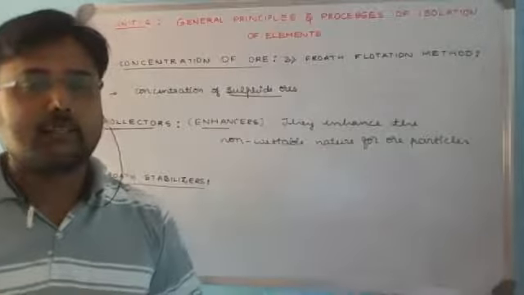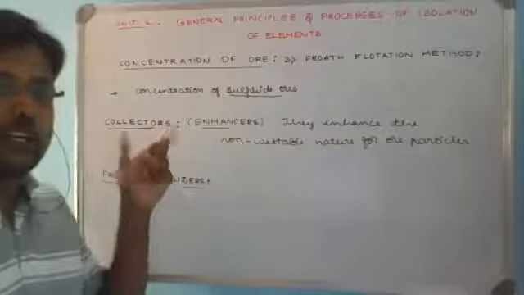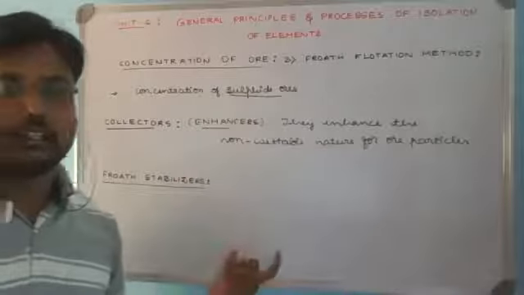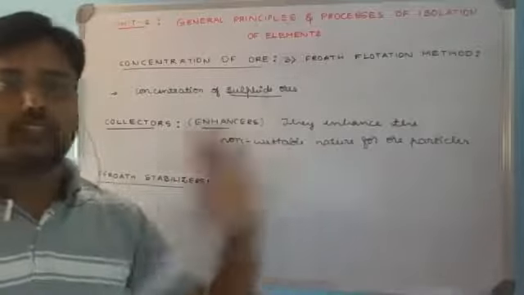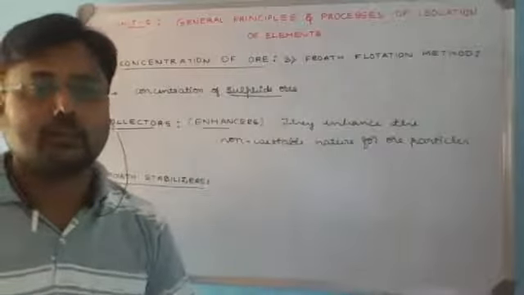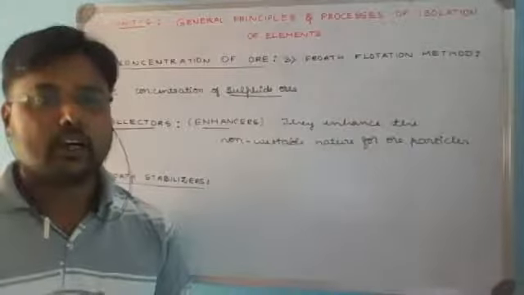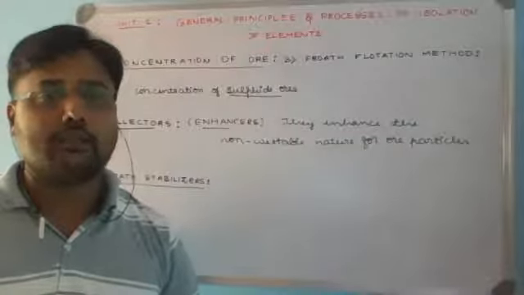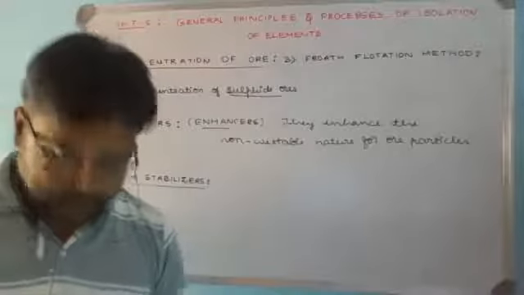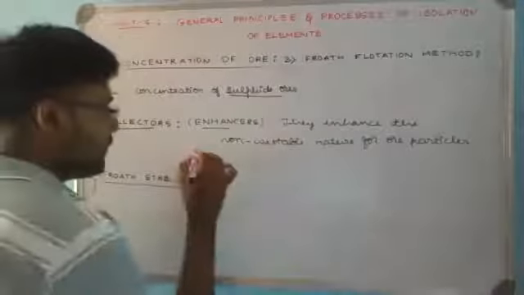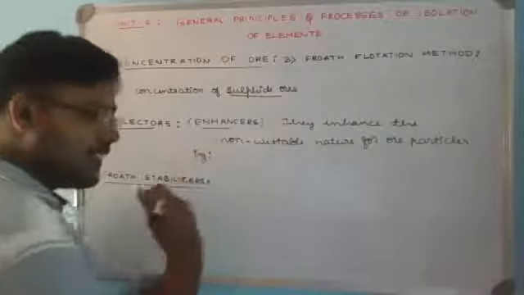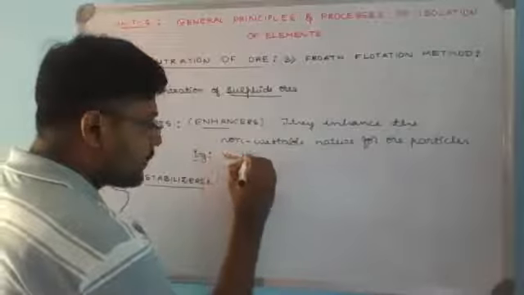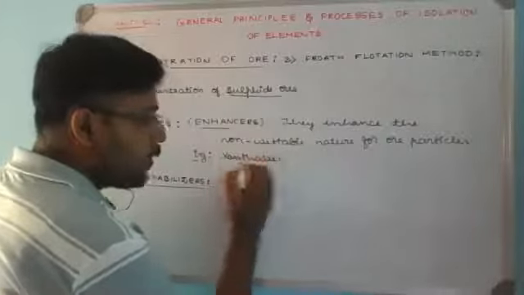The question is asked many times. They ask what are collectors, what is the role of collectors, give an example. Similarly, what are froth stabilizers, give an example. So learn this, then we'll learn the method of froth flotation, which will be easier to remember. I will repeat: collectors are those chemical substances which enhance the non-wettable nature of the ore particles. Such collectors, you can remember with a few simple examples. As I have told, it is an oily substance. You can consider xanthates, an example of an oily substance.